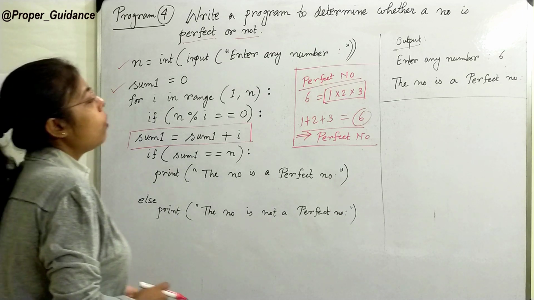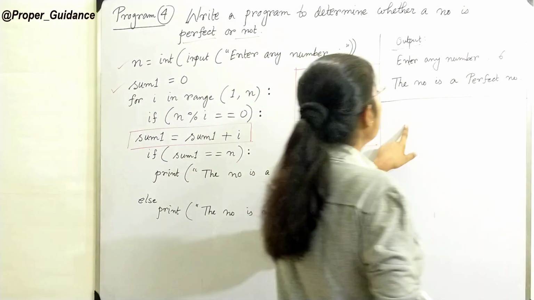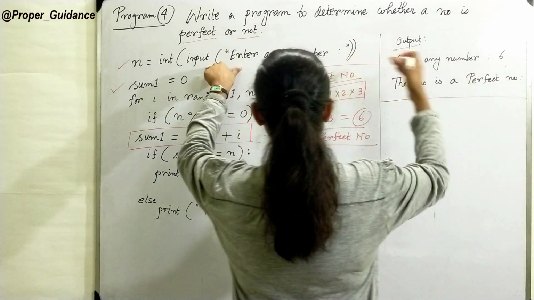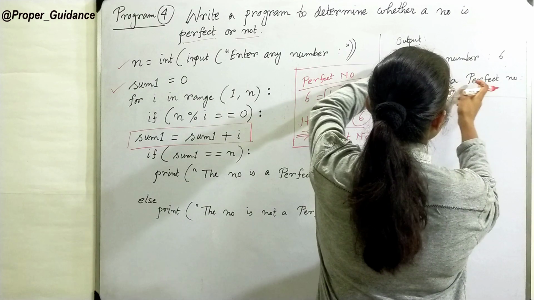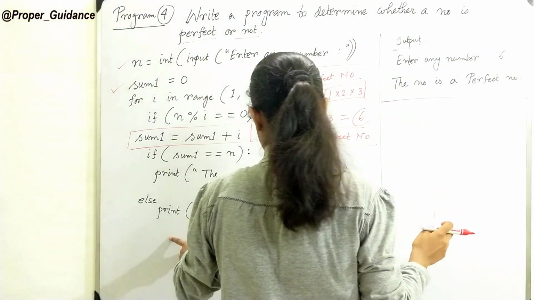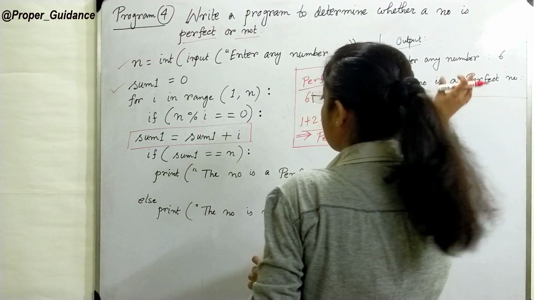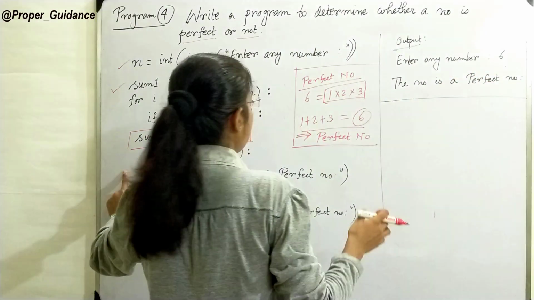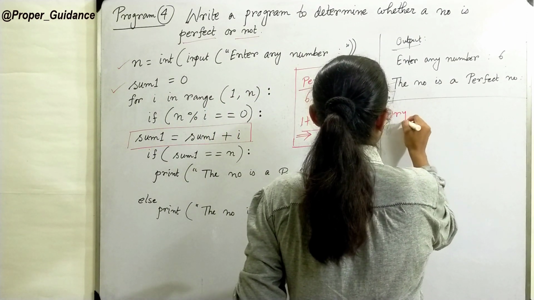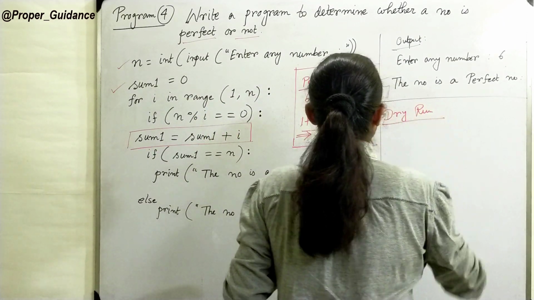Clear? So here is the output section. In the output, we will see that the input method takes the user input, enter any number. I am entering 6. The number is a perfect number. And this is the output section. You can see this when you execute the program on your computer. But what is the write-down section? This is important to know properly.